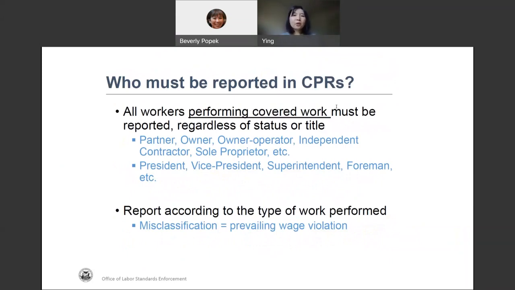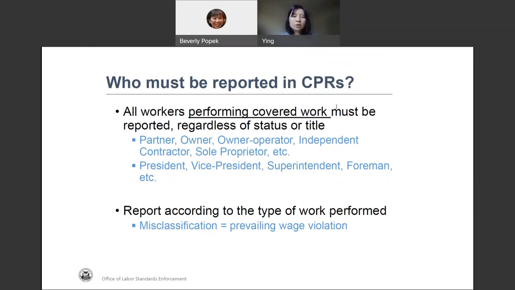So who must be reported on CPRs? The answer is all workers performing covered work must be reported regardless of your title, which means even if you're a partner of your company, the owner of your company, independent contractors, sole proprietors, you all have to report yourself on certified payrolls when you perform the covered work.